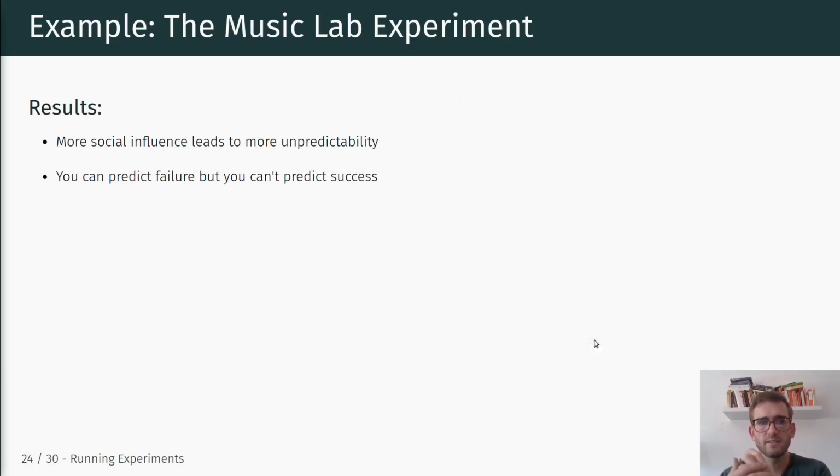So the results were also interesting. I will upload the paper too on Canvas, and then you can give it a look. It's again not part of the required readings, but I think it's really, really interesting. The results here were that more social influence ultimately leads to more unpredictability, right? So even if you have these social influence mechanisms, ultimately what it leads to is more variability in which songs become successful and which songs don't become successful.